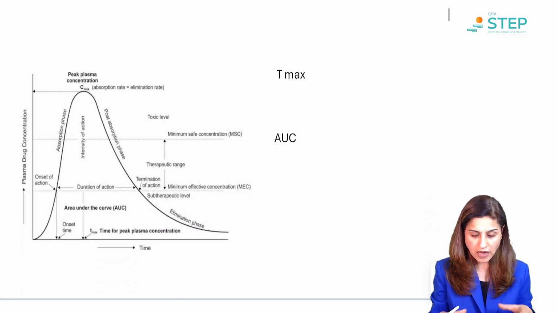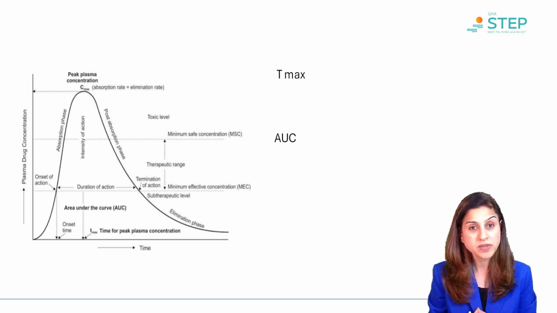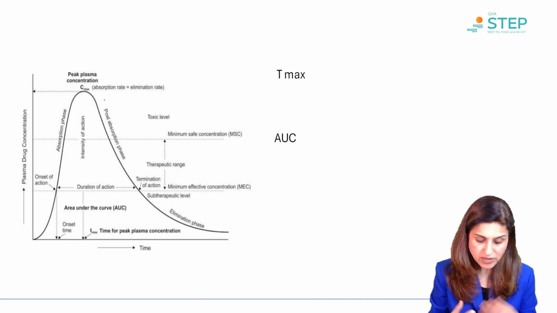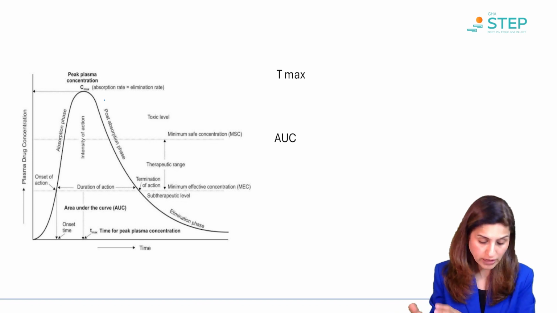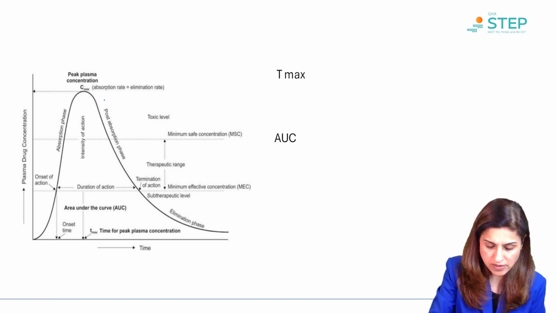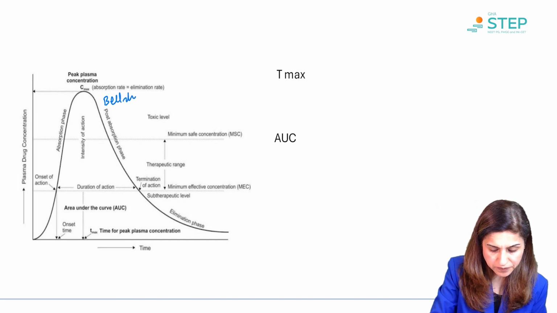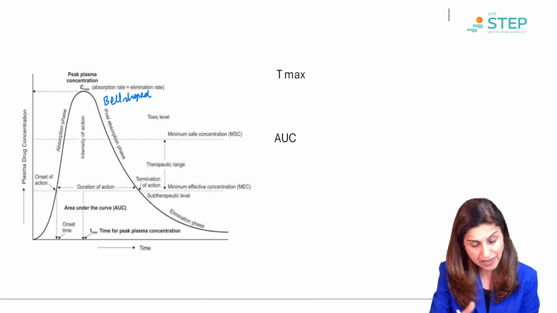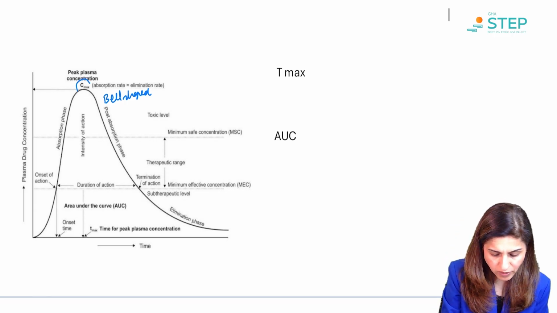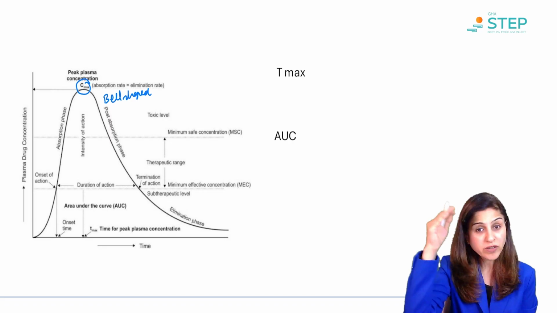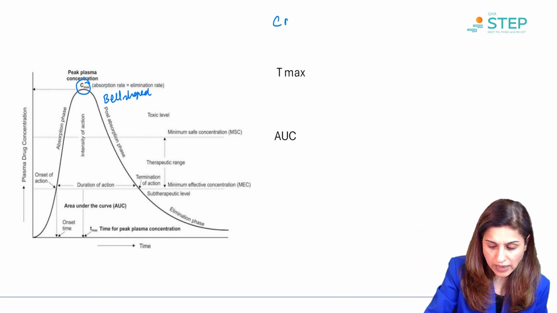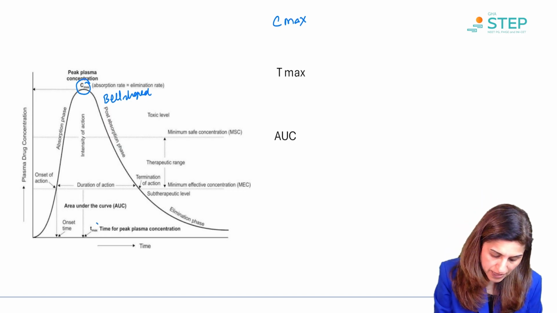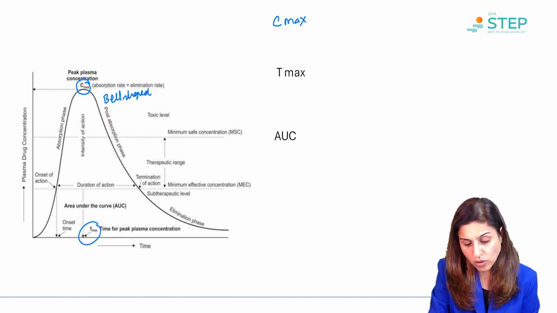This is the graph which shows you the plasma concentration versus time. When the drug is given to the patient, it first gets absorbed into the systemic circulation, and this is how we get this graph. It is a bell-shaped graph. As the drug enters the systemic circulation and gets absorbed, there will be a point where the concentration of the drug reaches its peak. This is called the Cmax, and the time taken to achieve this maximum concentration is called your Tmax.